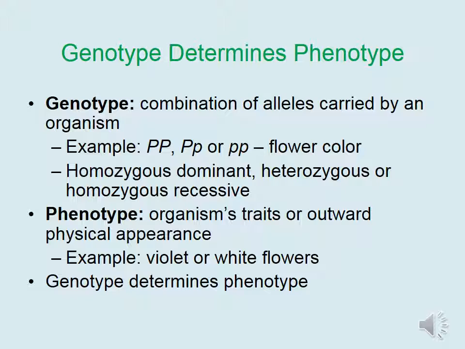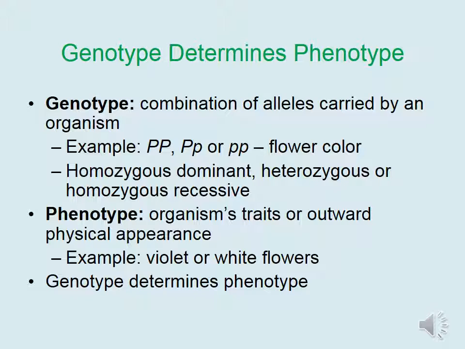The genotype refers to the combination of alleles carried by an organism. If we consider flower color, the genotypes include uppercase P, uppercase P; uppercase P, lowercase p; or lowercase p, lowercase p. This refers to homozygous dominant, heterozygous, or homozygous recessive. Homozygous means the same, and homozygous dominant refers to having two dominant alleles. Heterozygous refers to being different. Therefore, in this case, this refers to having one dominant and one recessive allele for flower color. Homozygous recessive refers to having two recessive alleles.